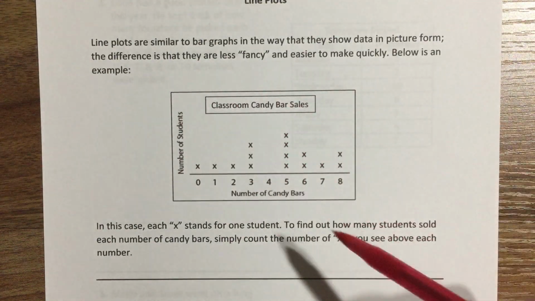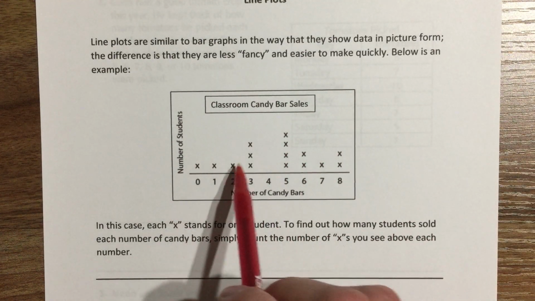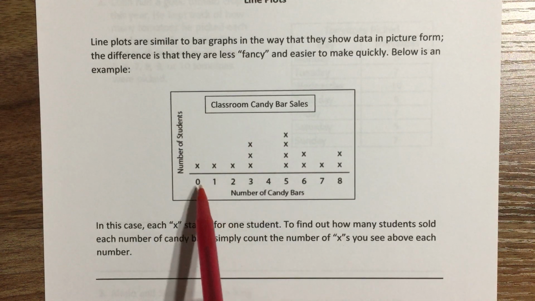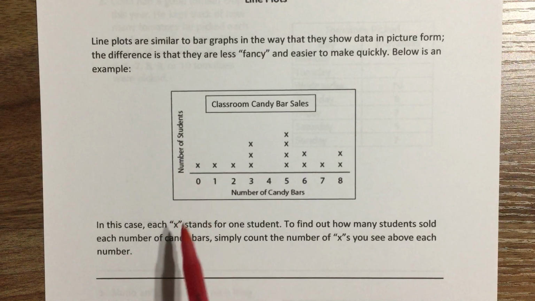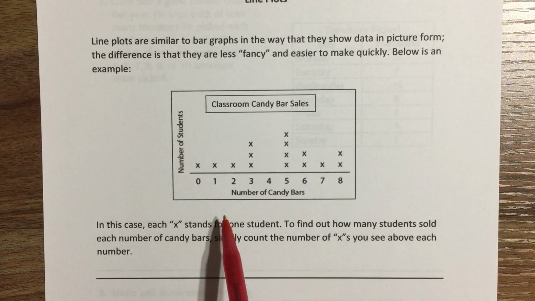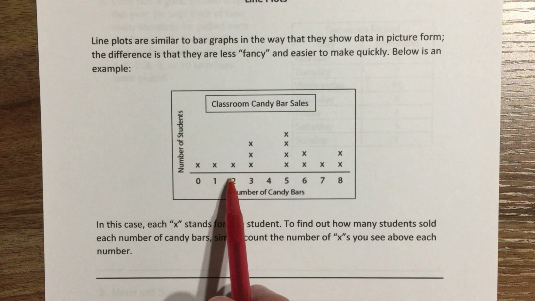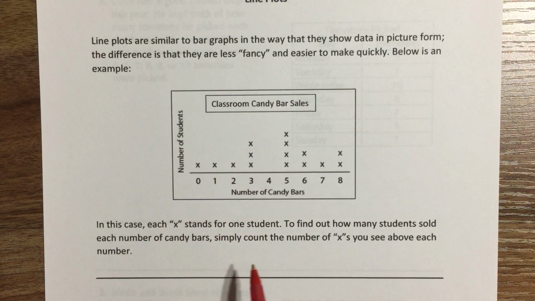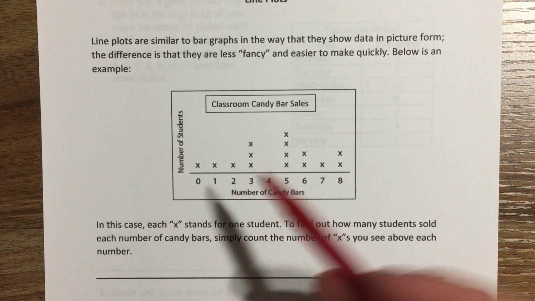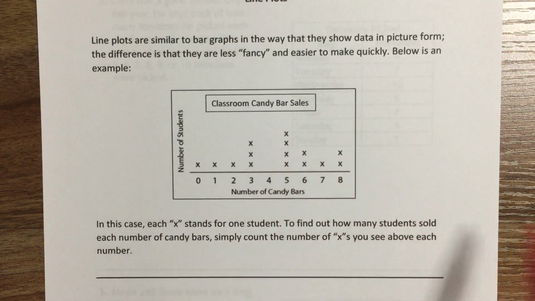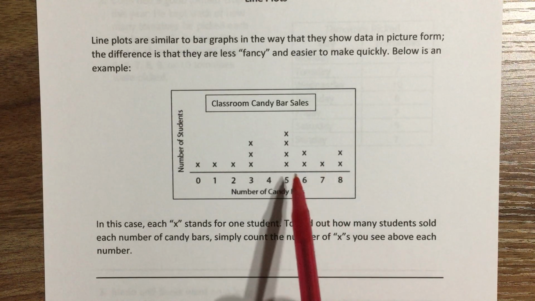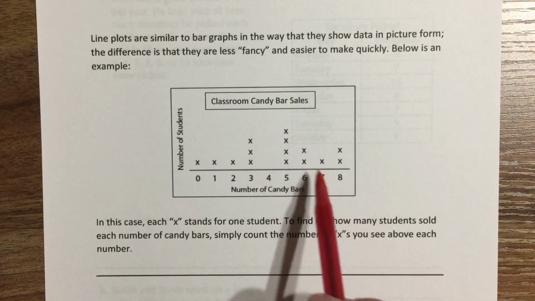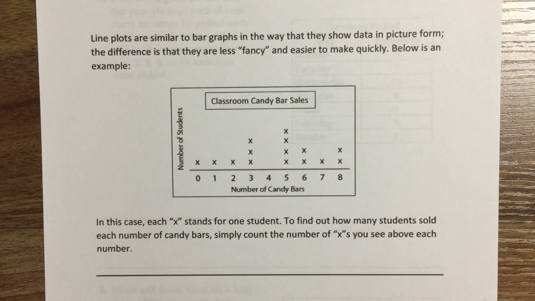Going up and down, we have the number of students, and each one of these X's is a student. If we look at 0, one student, because there's only one X above the 0, has sold 0 candy bars. One student has sold 1 candy bar. One student has sold 2 candy bars. How many students have sold 3 candy bars? Well, count the X's: 1, 2, 3 of them. Nobody sold 4 candy bars. But 4 have sold 5, 2 have sold 6, 1 sold 7, 2 have sold 8.